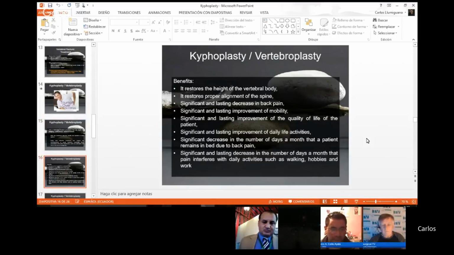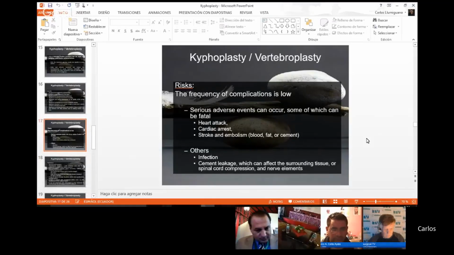What about the benefits of this kind of technique? It restores the height of the vertebral body. It restores proper alignment of the spine, with a significant and lasting decrease in back pain, significant and lasting improvement of mobility, significant and lasting improvement of the quality of life for the patient, significant improvements in activities of daily life, and a decrease in the number of days and months that the patient remains in bed due to back pain. And the important thing is a significant and lasting decrease in the number of days and months that the pain interferes with daily activities, such as walking, hobbies, or work.